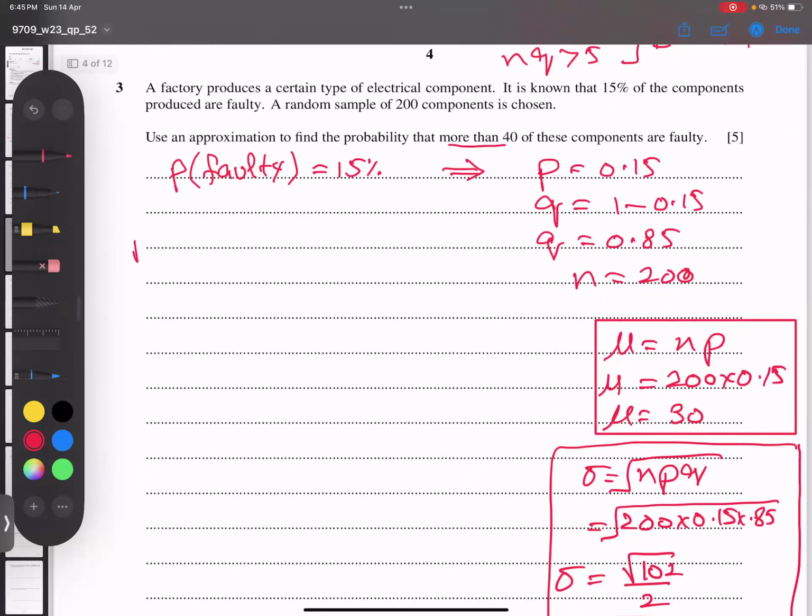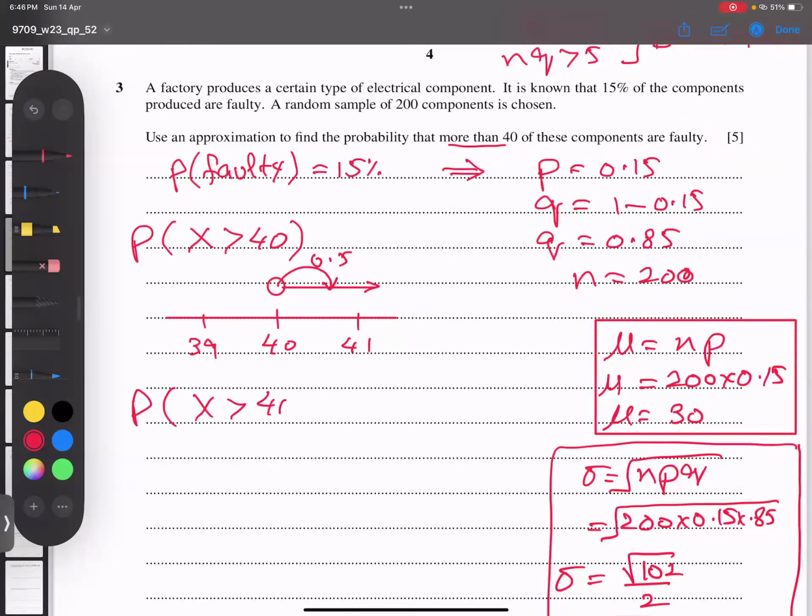And why do I need it? Because he said more than 40, so X is more than 40, like 40 or more of these components are faulty. Whenever the approximation concept comes in, first of all we do continuity correction. For 40, one number smaller, one number bigger, we go 0.5. It means he is talking about X is more than 40.5.